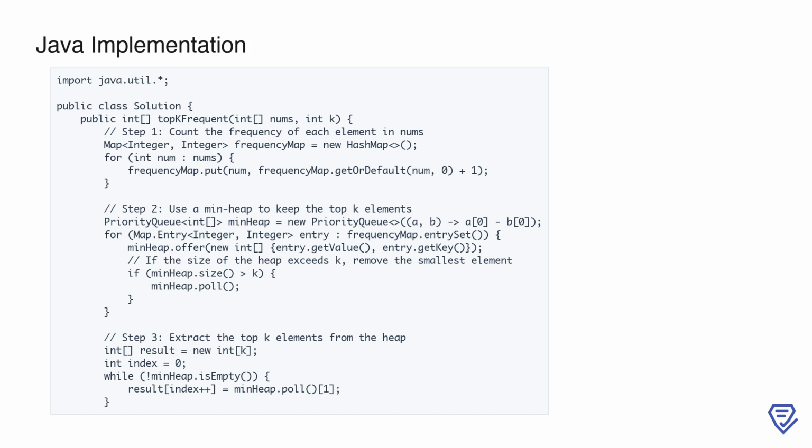First, we build a frequency map using a hash map to count how many times each number appears in nums. For each number in the array, we either add it to the map or update its count using the getOrDefault method, which simplifies the process.